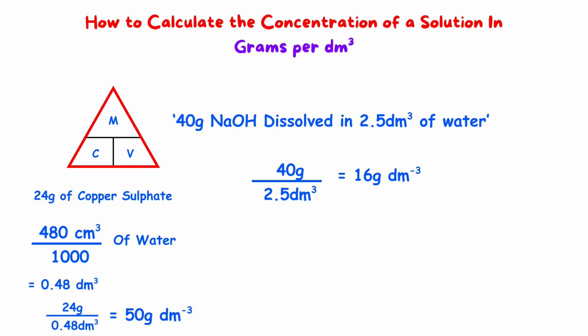In another example, suppose we are given 24 grams of copper sulfate dissolved in 480 centimeters cubed of water. Before applying the formula, we must convert the volume from centimeters cubed into decimeters cubed by dividing 480 by 1,000, which gives 0.48 decimeters cubed. Now we divide the 24 grams of copper sulfate by 0.48 decimeters cubed, which gives a concentration of 50 grams per decimeter cubed. This clearly demonstrates the importance of checking units before performing any calculations, because a common way examiners try to trick students is by mixing units, like using kilograms instead of grams or centimeters instead of decimeters.